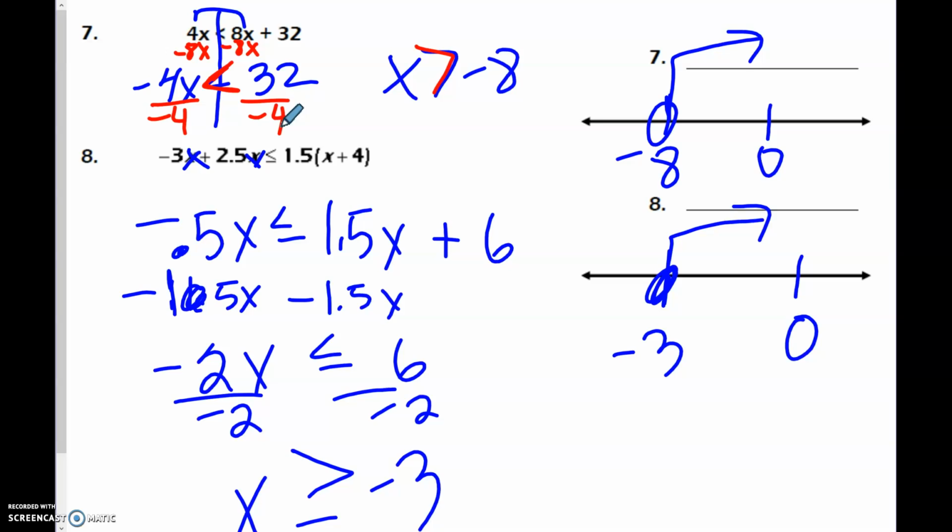All right, number 8, we're using this distributive property, so we're multiplying this out. That's where we get 1.5x plus 6. And these are like terms on the same side, so I just combined them, -3 plus 2.5. Then I'm going to move this 1.5 in because it's positive. I'm going to subtract 1.5 from both sides. A -5 and a -1.5 is -2. So dividing both sides by -2, and notice we divided by a negative, so see how this sign flipped to the other way. Closed circle and shade to the right.